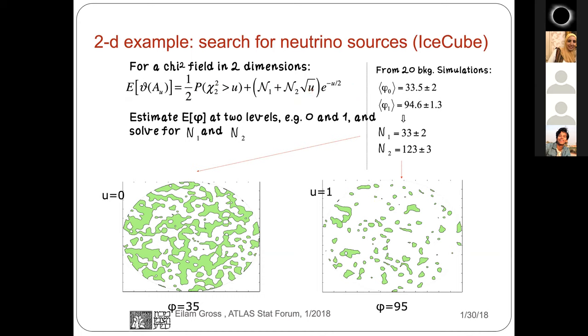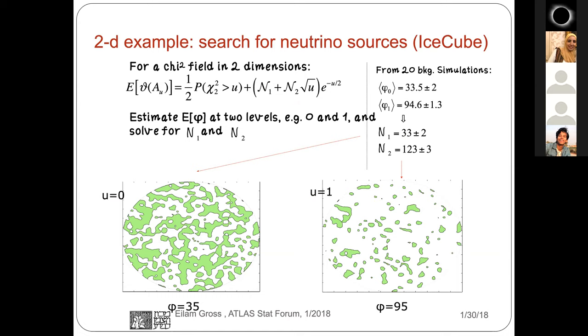So now, in order to determine the unknown Tweedle N1 and Tweedle N2, if I want to calculate the number of upcrossings at a very high level, I go to two low levels, like u equals 0 and u equals 1. I count the number of islands at u equals 0 and u equals 1, which is not rare because they are very low levels, and I calculate Tweedle N1 and Tweedle N2. Here I get N1 is 33 and N2 is 123.